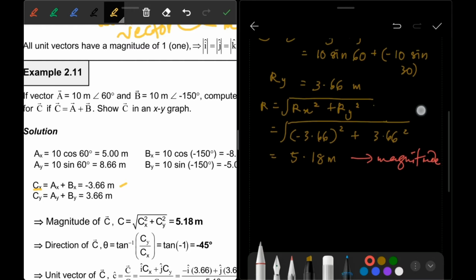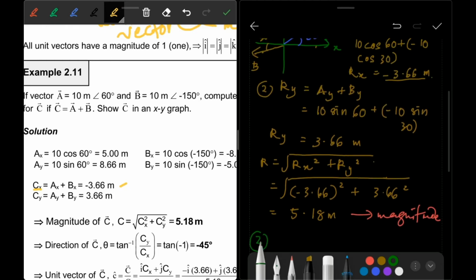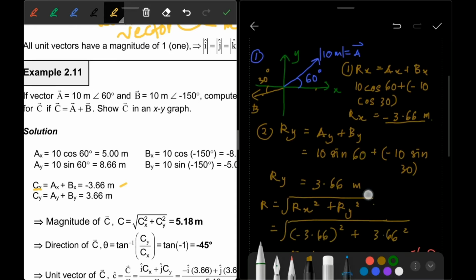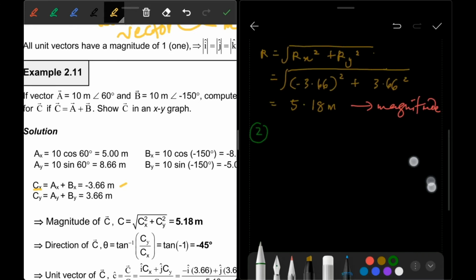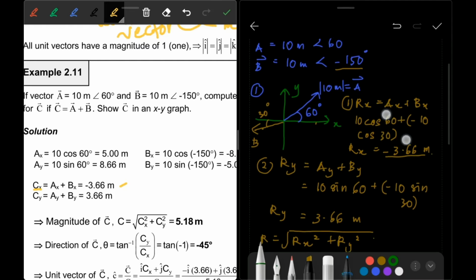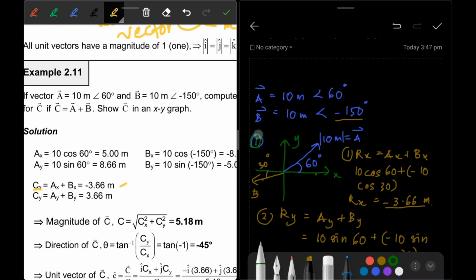And then to get the direction, number 2. This is number 1. Number 2, to get the direction.